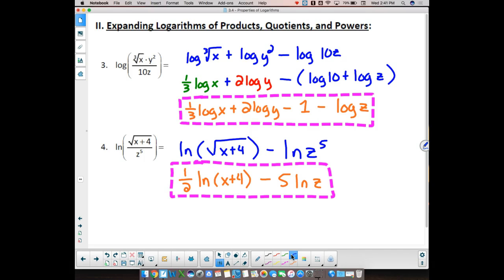Yes, ma'am. Why is it minus log z? Because this subtraction sign goes into both of those, because they're inside the set of parentheses that the subtraction sign is in control of. Okay?